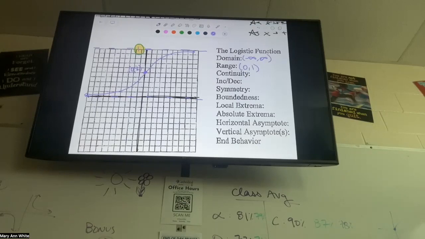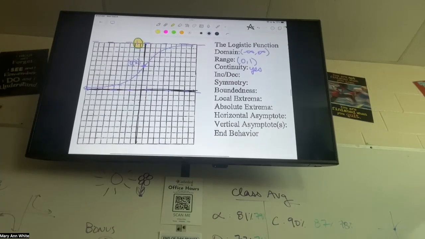What about continuity? Could you draw this without picking up your pencil? Of course you could. Okay, increasing, decreasing. Remember, that's how we go across the page from left to right. So I'm gonna start on the left and I'm gonna go to the right. What am I doing? Increasing. Do I ever stop increasing? Nope, I start increasing less, but I'm still increasing the whole time. So I'm gonna say I'm increasing and I'm gonna say negative infinity to positive infinity.